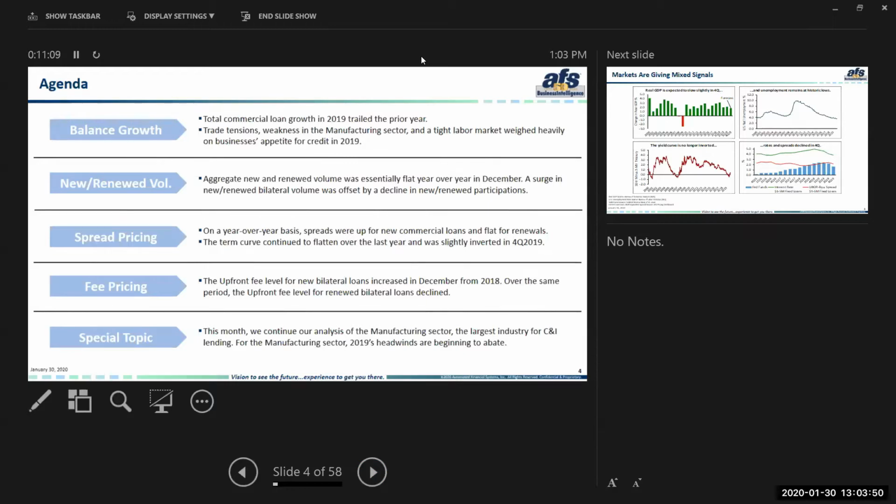Aggregate new and renewed volume for 2019 was flat, with higher bilateral balances being offset by lower participation balances. Spreads for new loans were higher, while spreads on renewals were flat. Upfront fee levels increased for new bilateral loans. However, upfront fee levels for renewed bilateral loans decreased. And as a follow-up from our last webcast, where there was talk of a manufacturing recession, for our special topic today, Jeremy Charlson will provide a full year perspective on lending to the manufacturing sector.